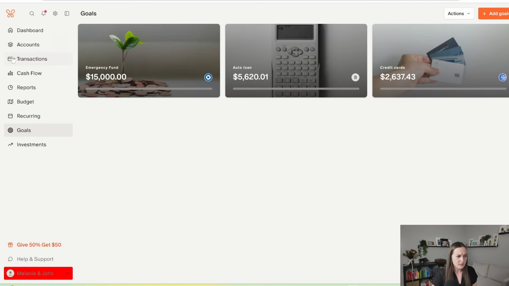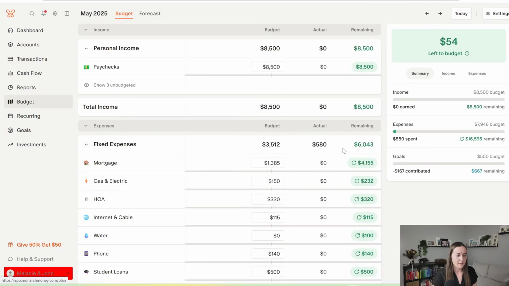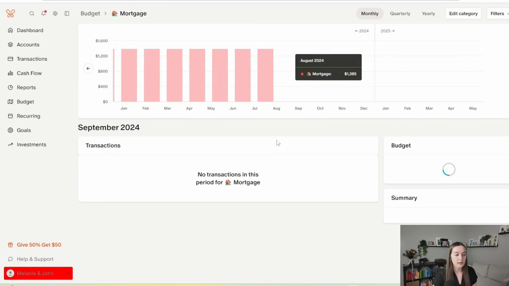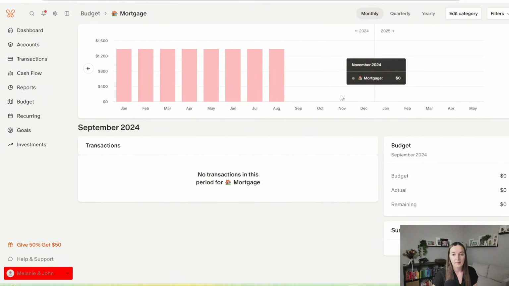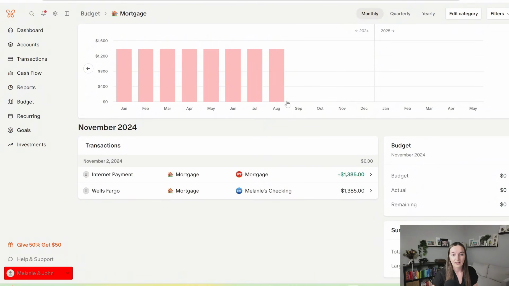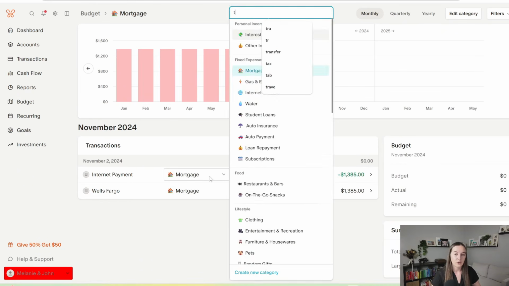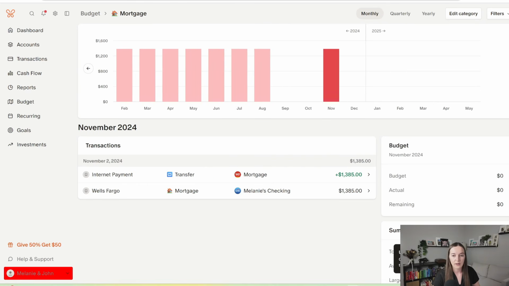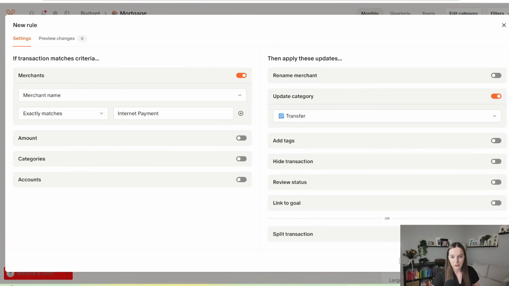So I just want to point out that when you see two transactions, if you mark them both as mortgage, then you will be canceling out. Look, it shows I didn't spend anything on my mortgage, but that's because I've marked both of these as mortgage. So what we need to do is actually mark the green credit, the one we really don't need, as a transfer. I recommend doing it just as a transfer to get rid of it. And we're going to create a rule for this.